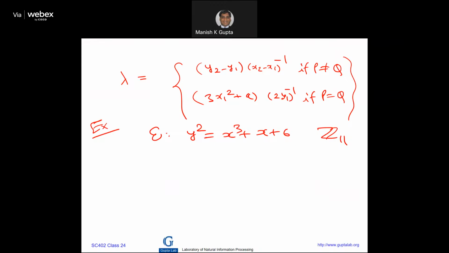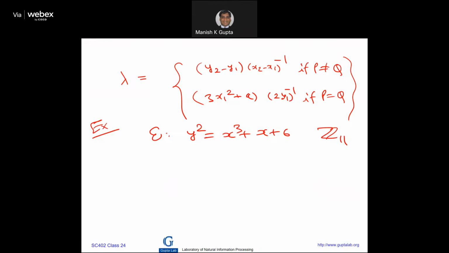Any idea how do we approach this problem? I told you about how to add 2 points, right? But the question is, how do you find these points? Any idea? By looking at this equation, it's very simple. Solving equations is a very, very important task.